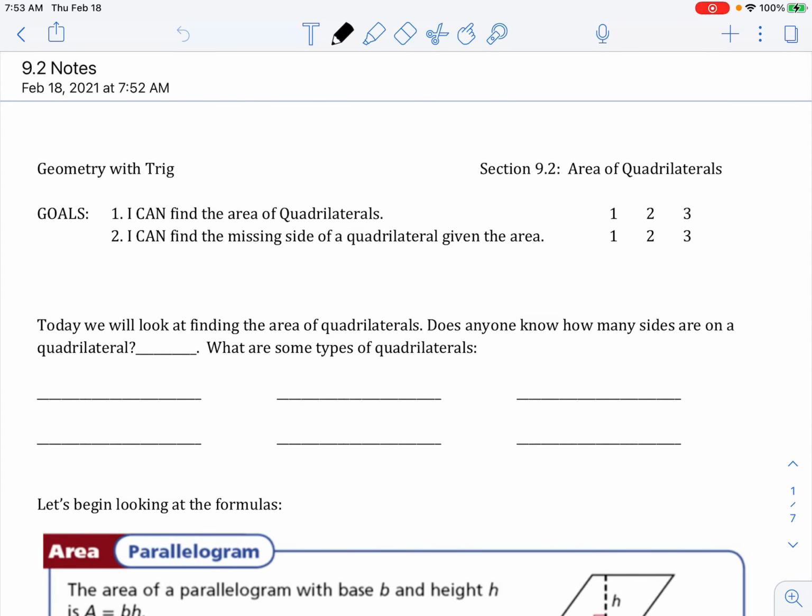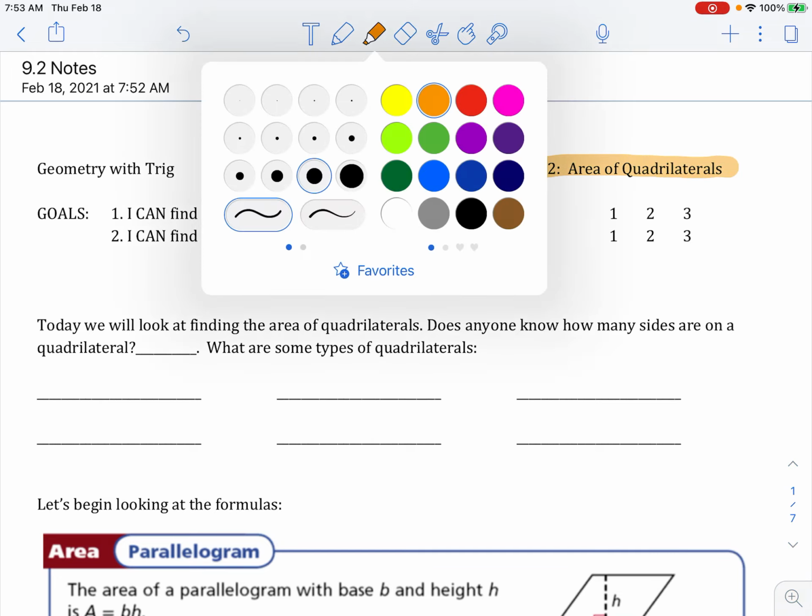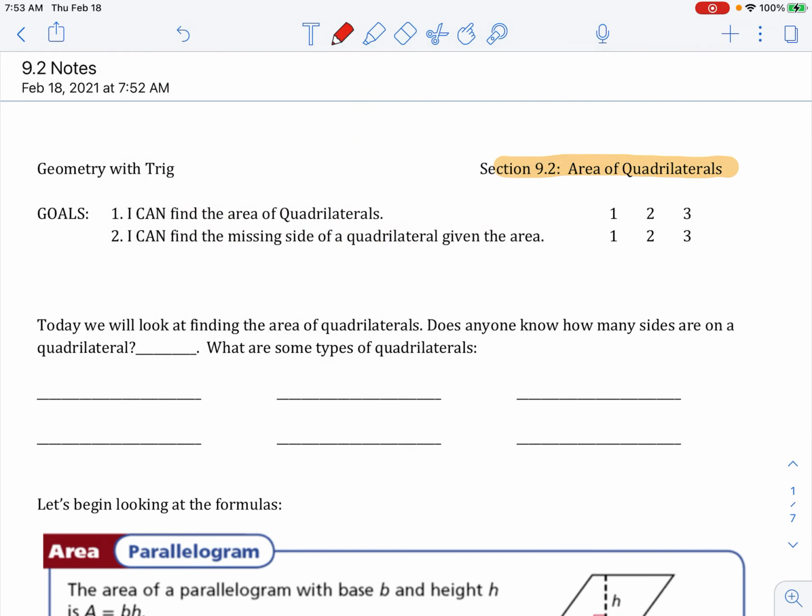Okay, today we're going to go ahead and get into section 9.2 notes. In 9.1 we looked at area of a triangle, so we looked at a regular triangle and an equilateral triangle. Today, our focus will be on area of quadrilaterals. So let's go ahead and get started down below.